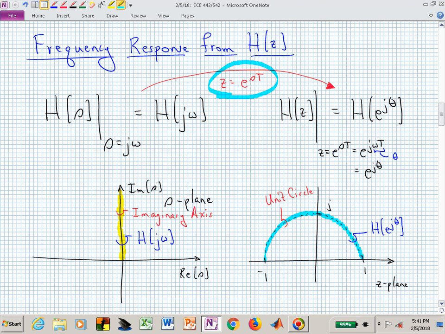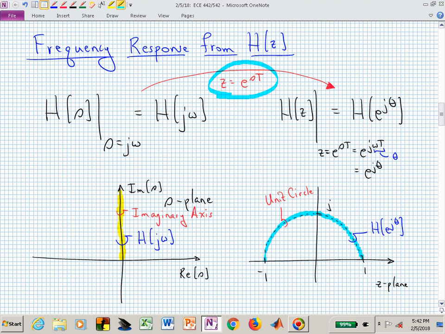Anyway, we're back to frequency response. If we use this relationship, z is equal to e to the sT, we evaluate H of s when s is equal to j omega. If we use that same relationship in H of z, we now replace s in e to the sT with j omega, and we can actually combine omega with our sample period, capital T, and now just call that theta. And that's now some amount of radians per sample.